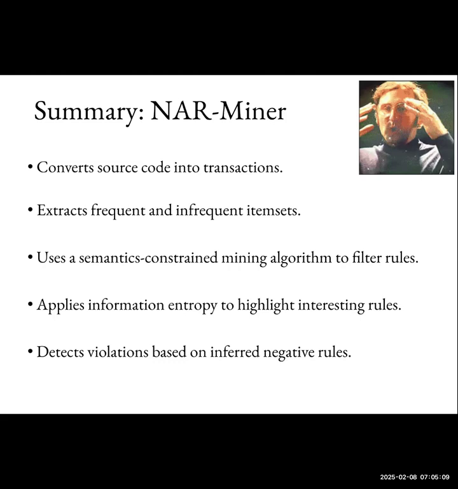Thirdly, it uses a semantic constrained mining algorithm, which filters rules that have lower confidence, which are rare but do not make any sense, or filters rules that have a high chance of being false positives. So how does it do it? It uses confidence and information entropy to come up with the interestingness measure through which it filters. And then you apply the information entropy to highlight the interesting rules. Then these rules are used to detect the violations, which could be potential bugs or security vulnerabilities.